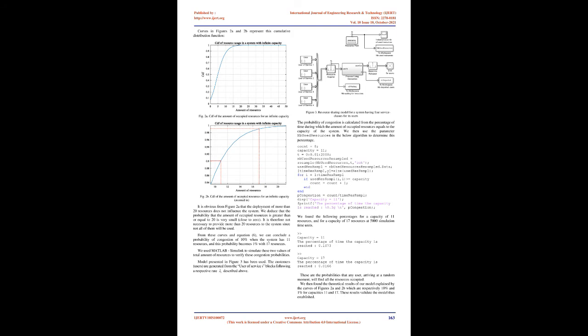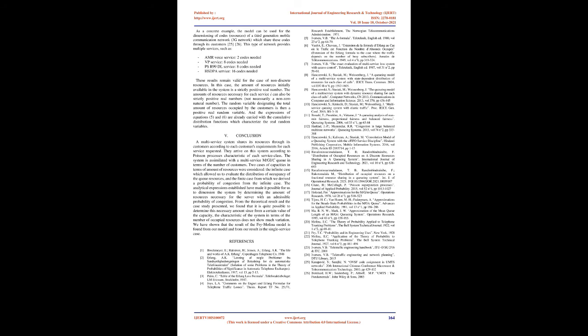We found the following percentages for a capacity of 11 resources, and for a capacity of 17 resources at 5,000 simulation time units. Capacity = 11. The percentage of time the capacity is reached, 0.1073. Capacity = 17. The percentage of time the capacity is reached, 0.0166. These are the probabilities that any user, arriving at a random moment, will find all the resources occupied. We then found the theoretical results of our model explained by the curves of figures 2a and 2b, which are respectively 10% and 1% for capacities 11 and 17. These results validate the model thus established.